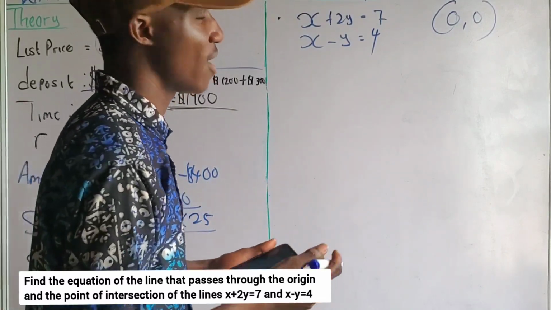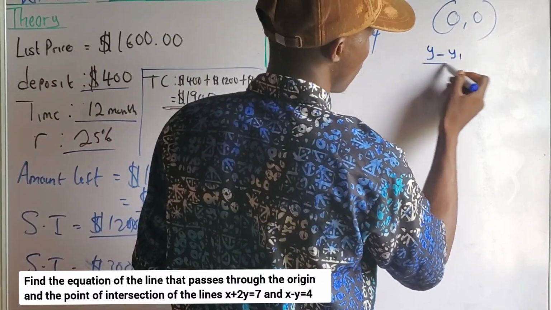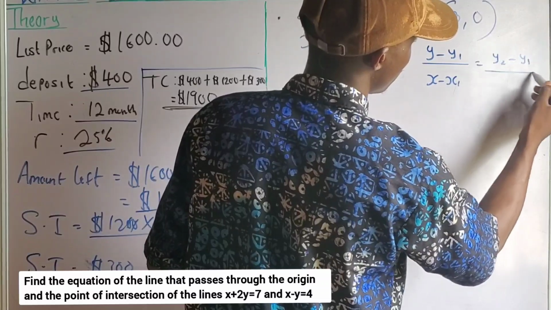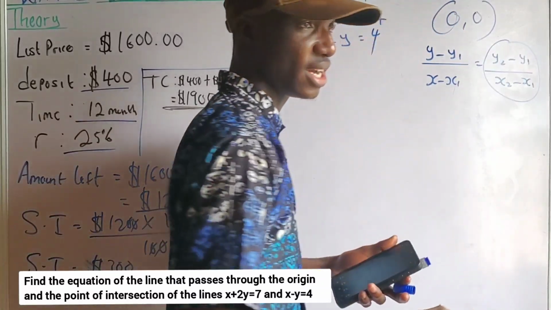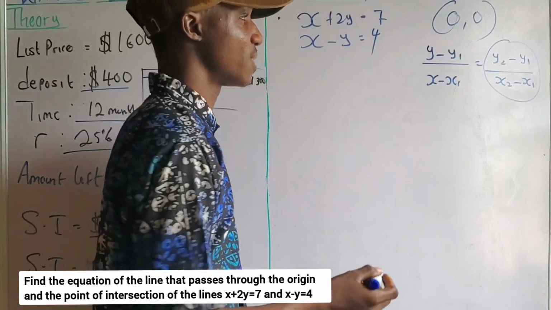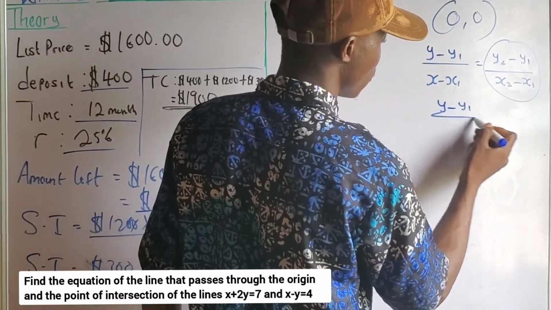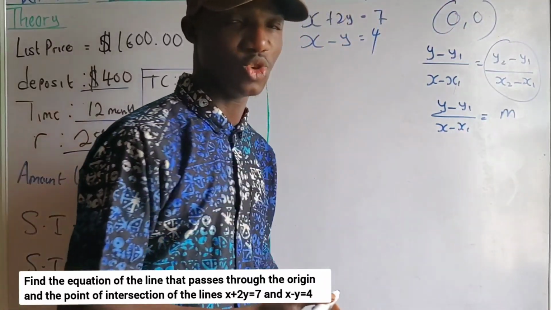The equation of a line is given by this formula: y minus y1 all over x minus x1 equals y2 minus y1 all over x2 minus x1. You see this one here is known as the gradient of the line. So you can also write this formula as y minus y1 all over x minus x1 equals m, where m is the gradient.